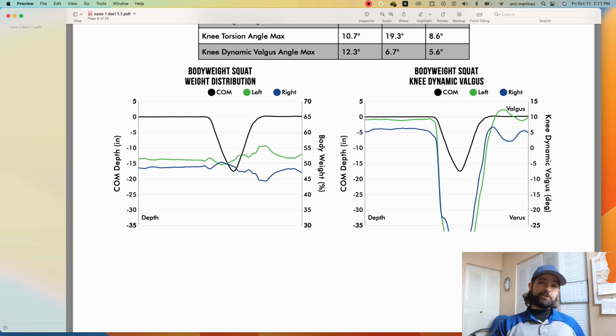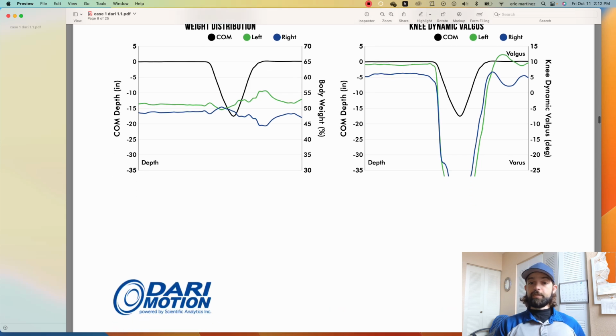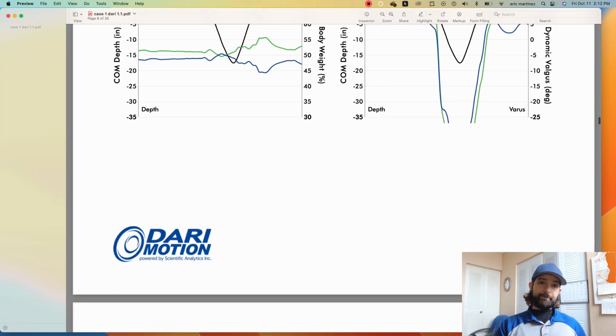Here we get to see where he shifts left and right. In this case, we are seeing that he goes a lot to the left. So he's dominating to the left side. It would make sense because he's got a hip hike on the right. So he's going to put a lot more weight when he goes to the left side.